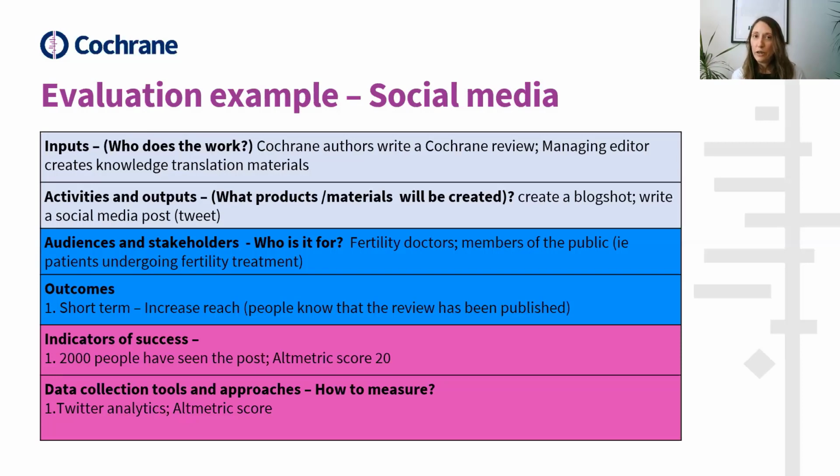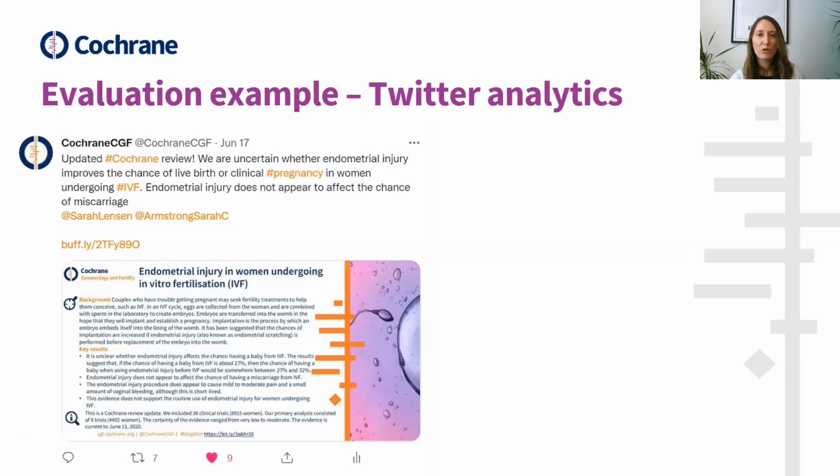And data collection and approaches: if we go back to our output, since this is a blog shot that we're going to post on Twitter, we're going to use Twitter Analytics to measure our indicator of success. We're also going to use the Altmetric score, which is logical since that is our indicator of success. Let me show you our tweet.